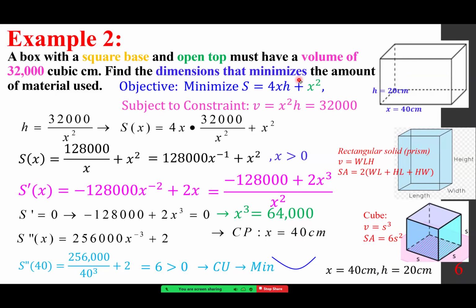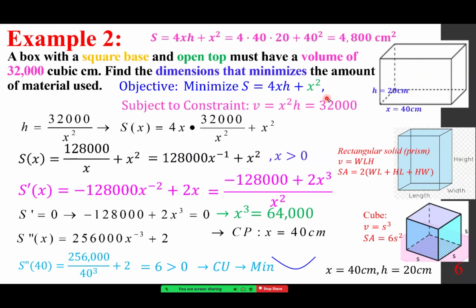If they ask what is the minimum amount of material, into this formula we replace the x with 40, h with 20, which ends up being 4 times 40 times 20, plus 40 squared, equals 4,800 square centimeters. That's the amount of material.